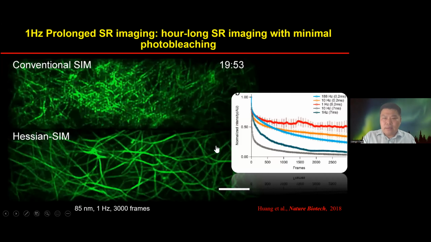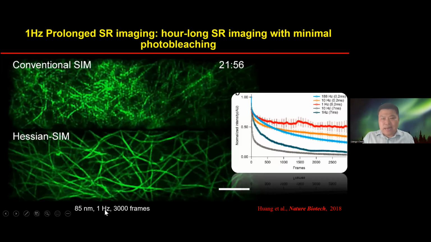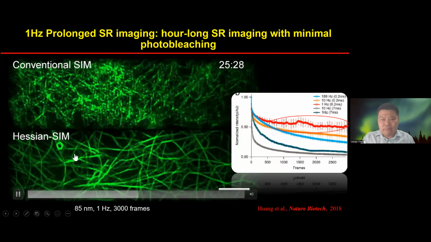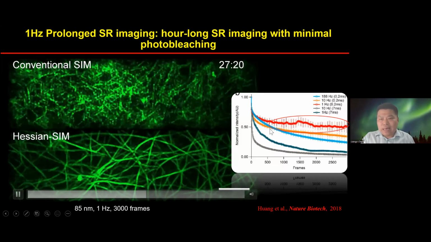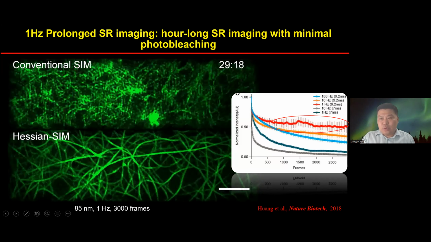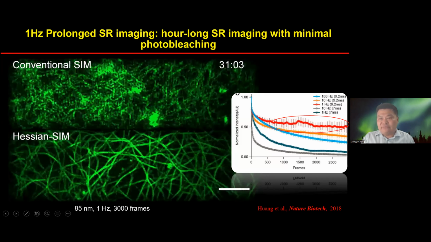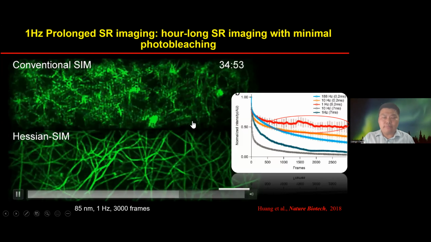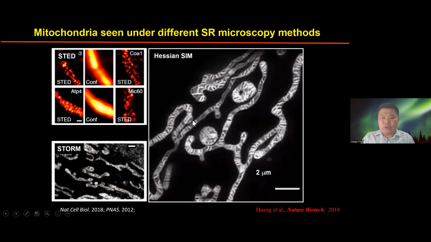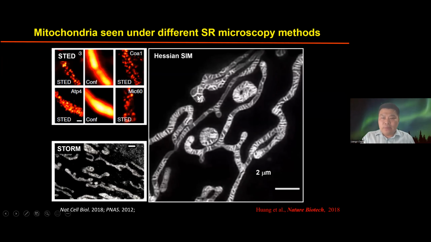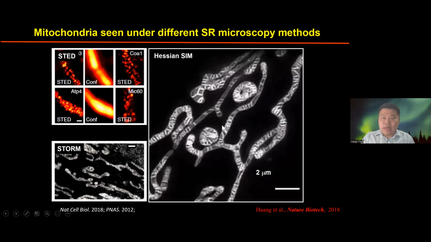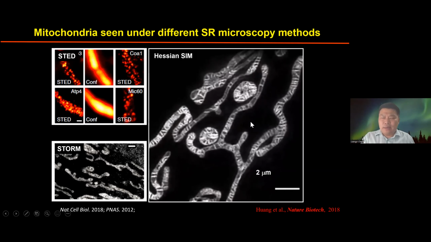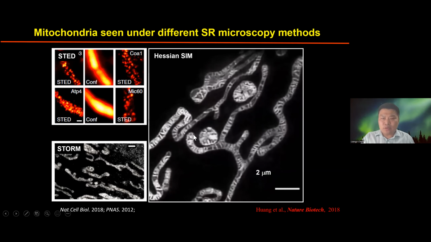On the other hand, because this is a time lapse, all these images are captured at 1 Hertz. And we can see, because of our ultra short exposure, now Hessian SIM can record like 3,000 frames without much photobleaching, as the red line shows here. So we can image really long. And also, very importantly, we showed that we can image photosensitive organelles such as mitochondria, despite its theoretical resolution is less than STED or STORM.